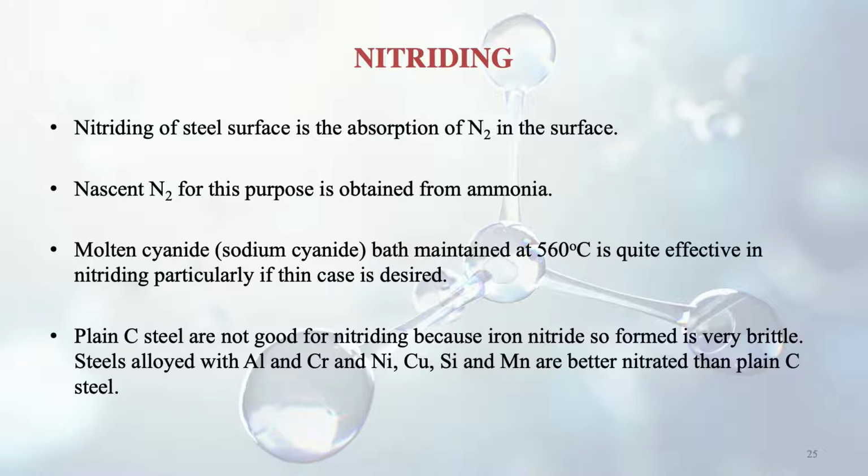So the plain carbon steel reacts with this nitrogen and forms iron nitride. And why is it harmful? Because this iron nitride is brittle. So we don't need that, because it will lead to fracture. So that's why plain carbon steel nitriding is not done. The steels alloyed with aluminum, chromium, nickel, copper, silicon and manganese are better nitrided than plain carbon steel. So wherever this kind of alloying is there, like aluminum, chromium, nickel, then we can go for this nitriding process.